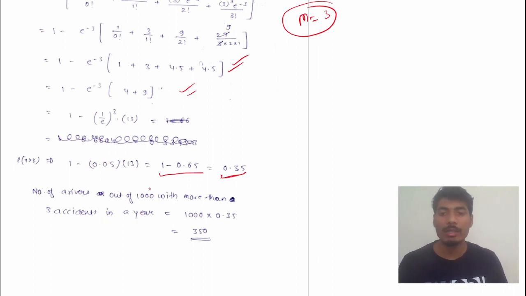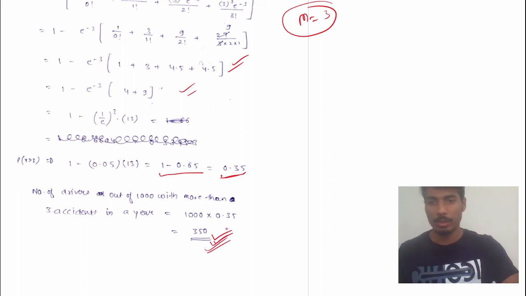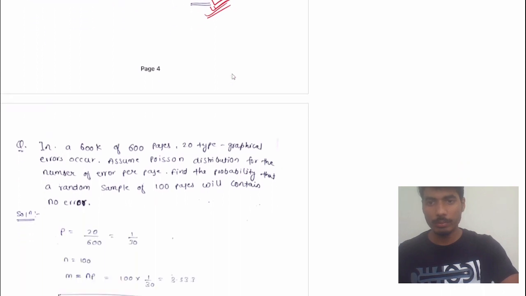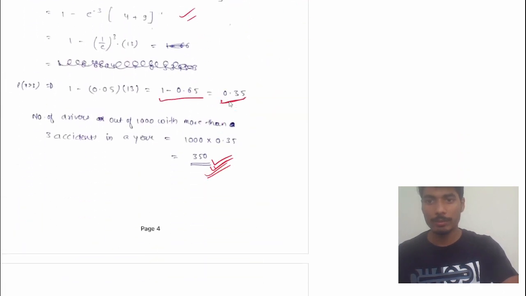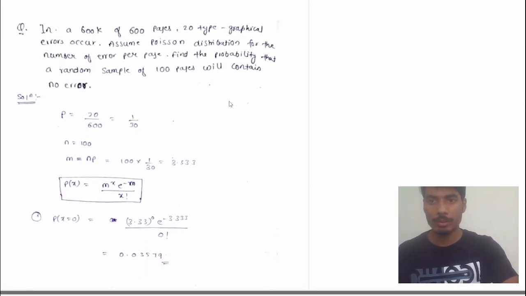Now the number of drivers out of 1,000 with more than 3 accidents in a year. Here they are talking about 1,000, so at last you have to multiply with 1,000. 1,000 into 0.35, so the correct answer is 350. The second question is completed. Now the third question.